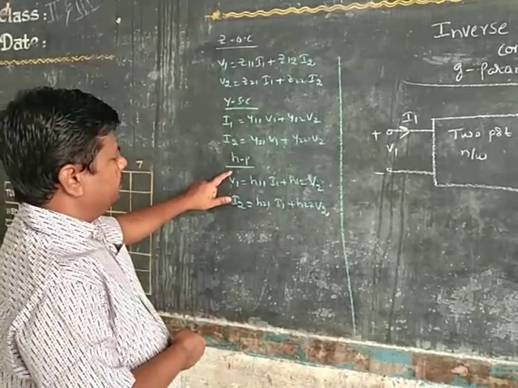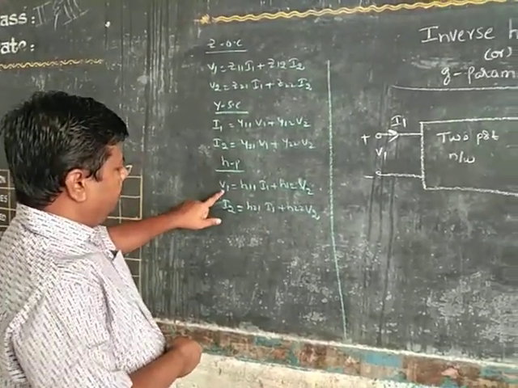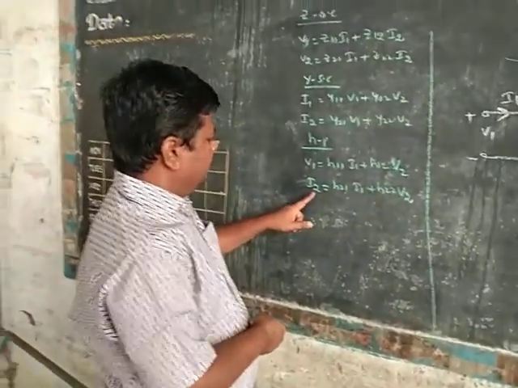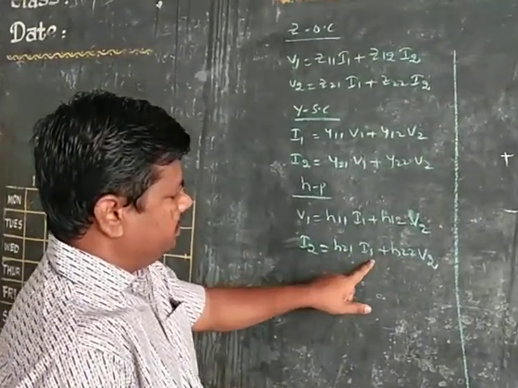Now coming to the H parameters, mixed. V1 depends upon I1 and V2. Similarly, I2 also depends upon I1 and V2.